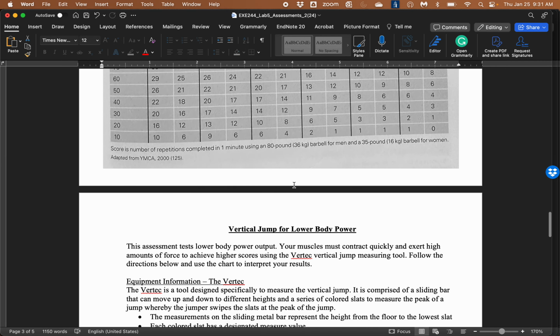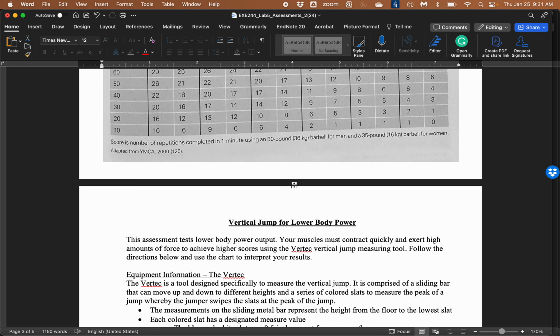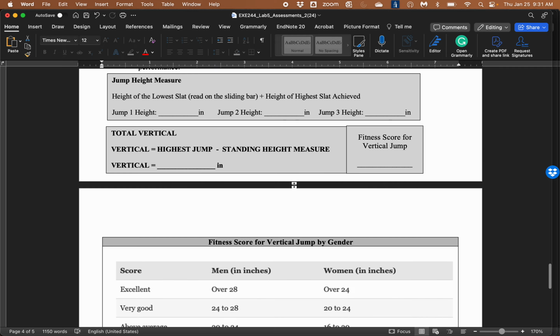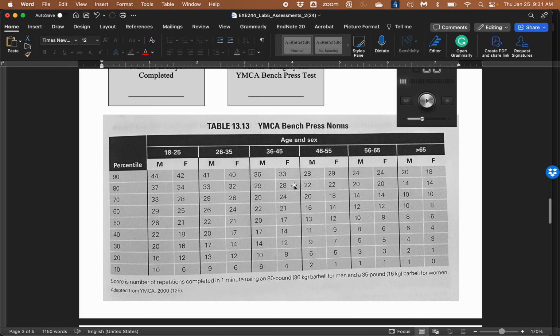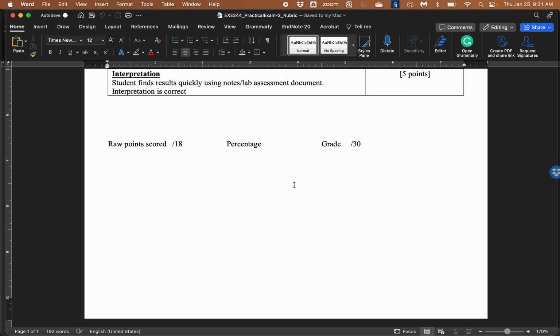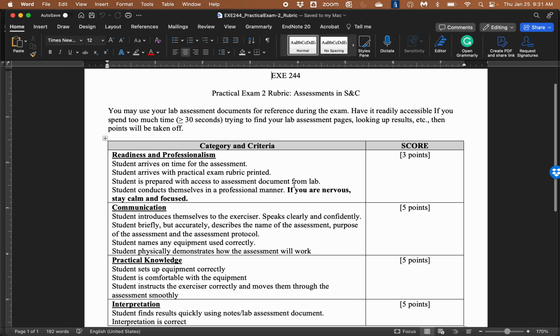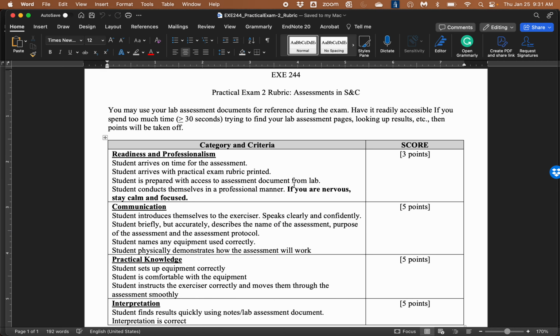So that is your job now, to read over the instructions and make sure you're very familiar, particularly with this vertical jump test. You can see there's a lot of instructions involved, because when we get to our practical exam, you are going to be responsible for knowing how to run these tests all by yourself in detail and understanding how to interpret them. And that is what you're going to be scored on. Knowing what the equipment is called, knowing how to use it, knowing how to communicate to the exerciser, and knowing how to interpret their scores quickly.